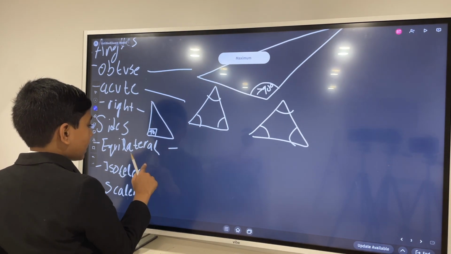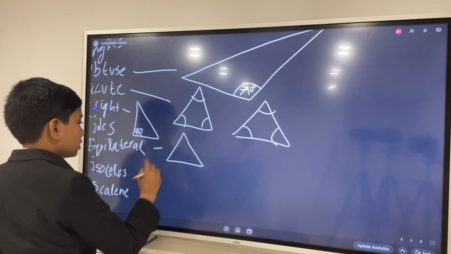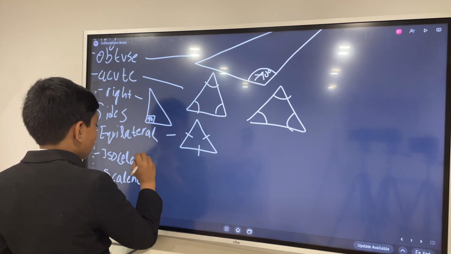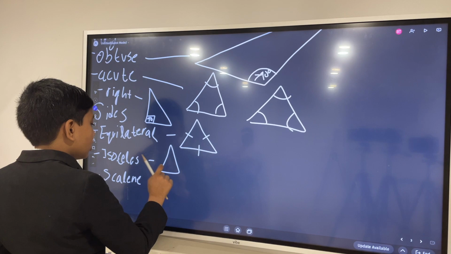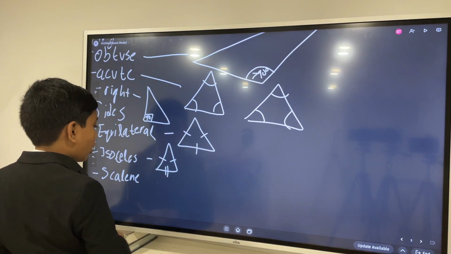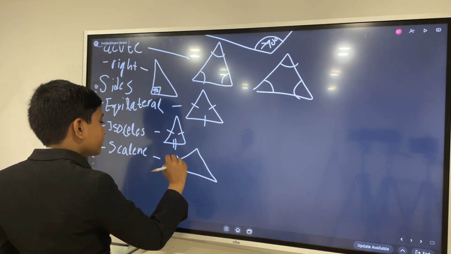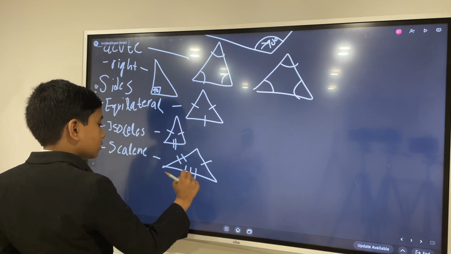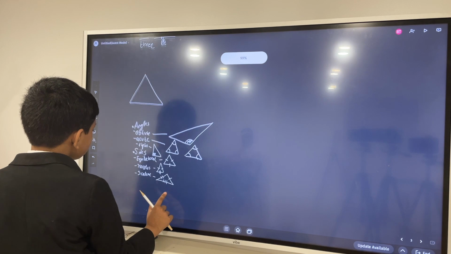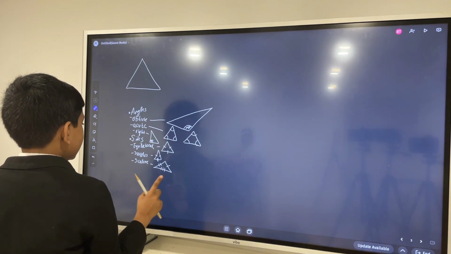Then there's equilateral, where all of the sides are the same. So, we draw that like this. There are isosceles, where two of the sides are the same, one of them is not. And then there's scalene, where all of the sides are different. So, those are some types of triangles that you will see.